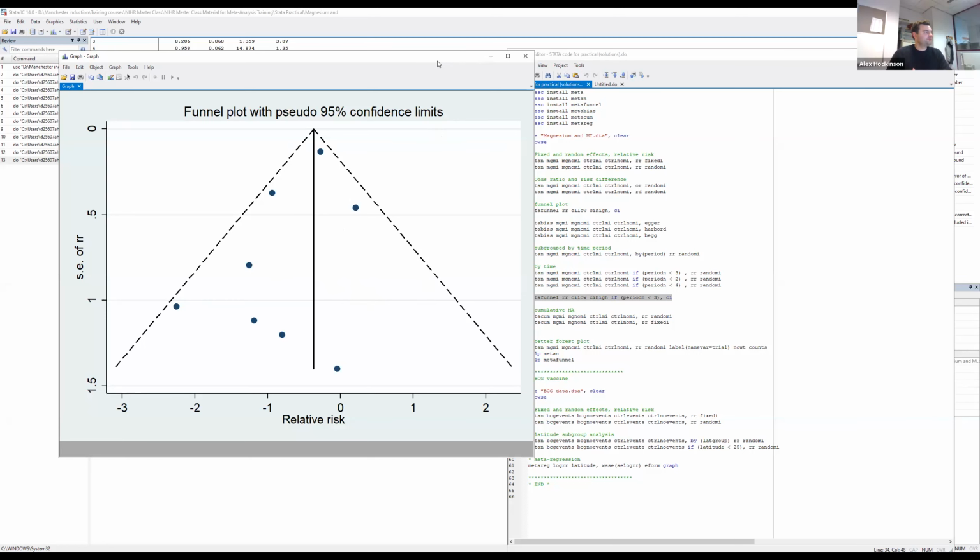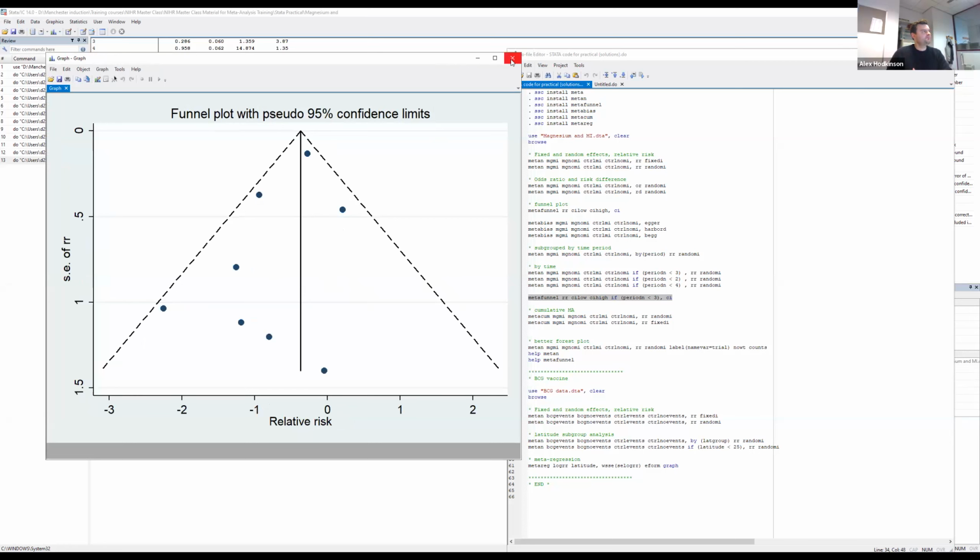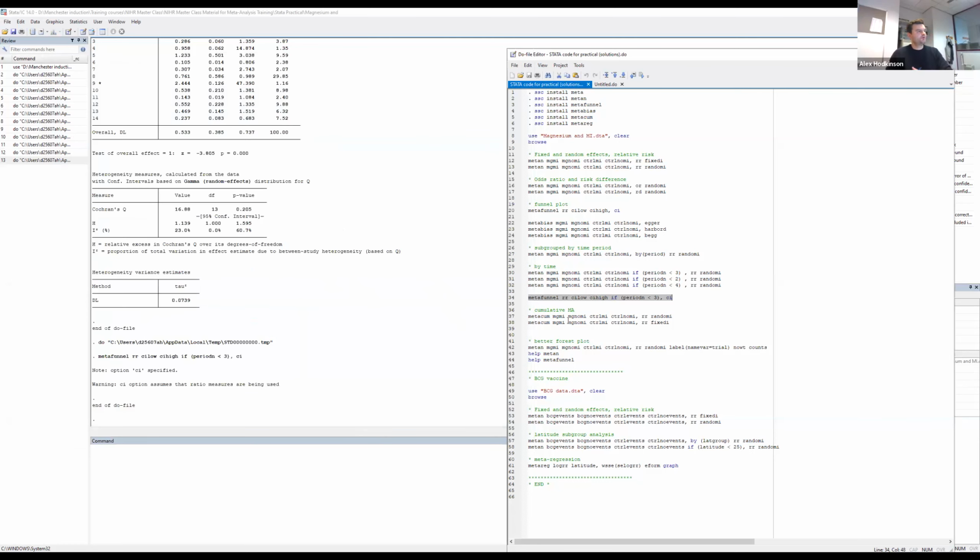So I would be wary of this here, and would probably be advised not to report these findings from this publication bias estimation. Now, there is one final additional consideration, which is to look at the cumulative meta-analysis.